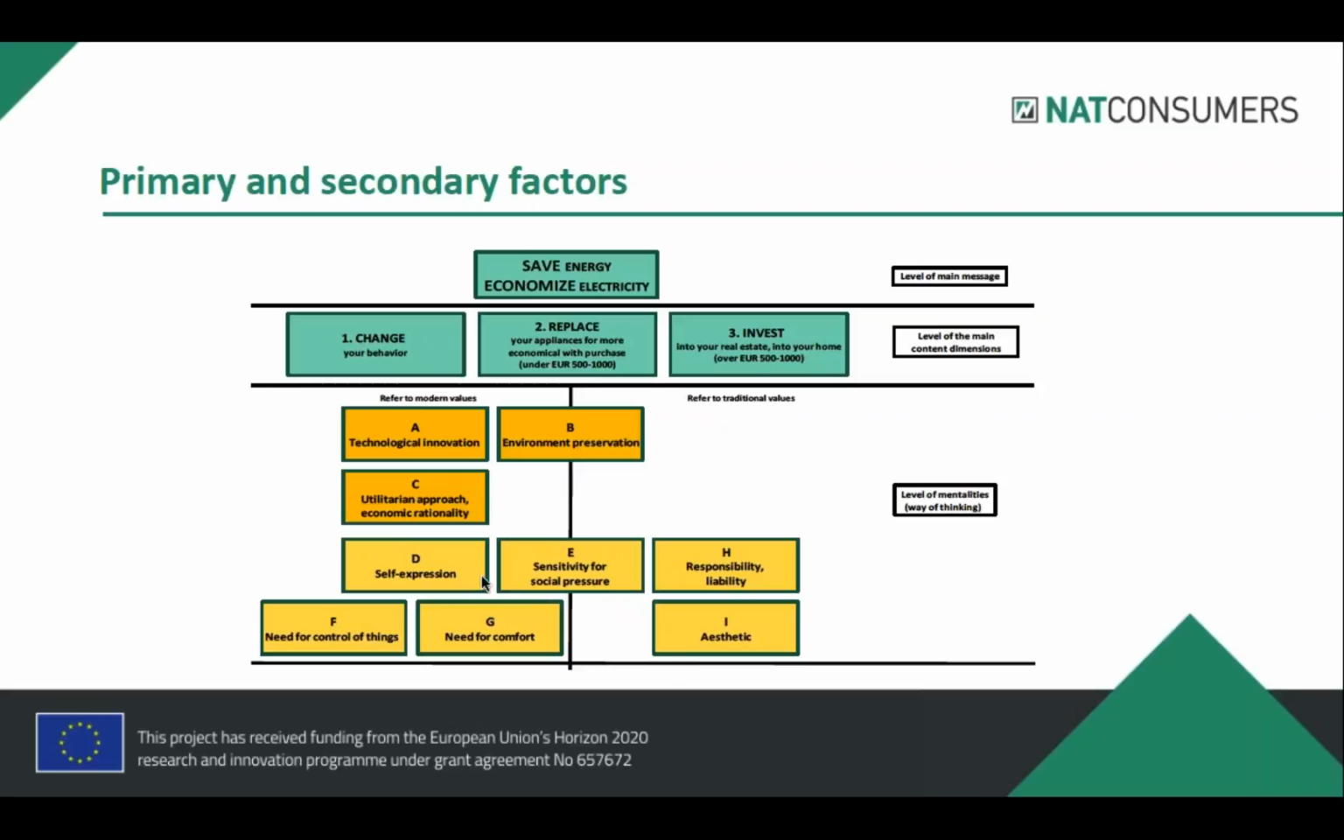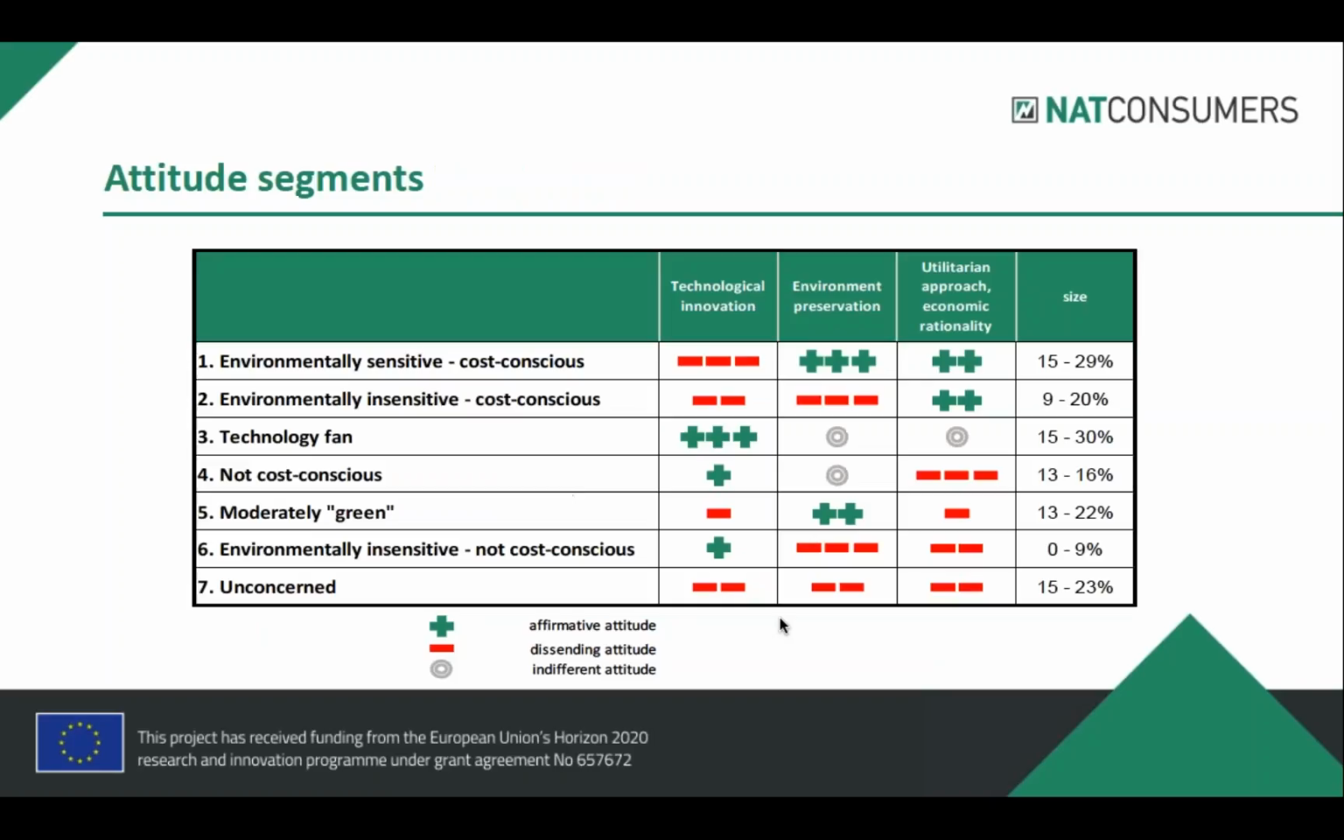And this sixth one is the secondary driver: self-expression, social pressure, responsibility, need for control, need for comfort, and aesthetic value. Based on this, we identified 7 attitude segments. As you can see, the names of these segments are not so designed and not so interesting. We try to make names which are easy to use, and it is easy to identify the main drivers behind them. So, for example, the saving or cost-conscious or economic rationality arguments could be effective for segments 1 and 2. These are the 2 cost-conscious segments.